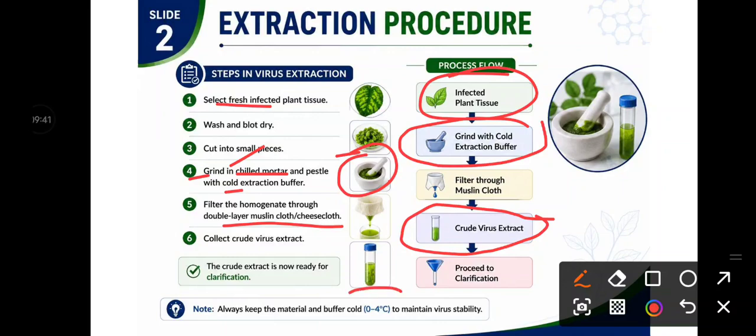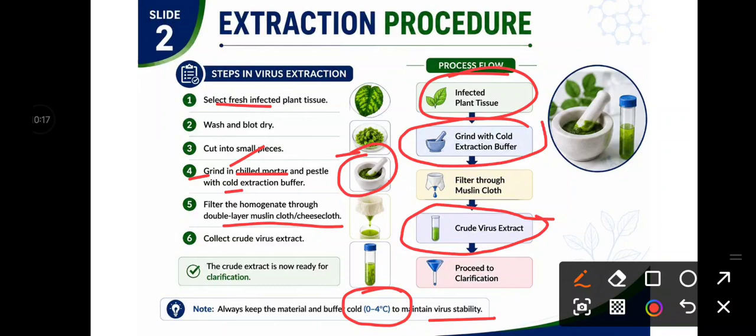like 0 to 4 degrees Celsius. Always keep the material, whatever material you are using, as well as the buffer, the extraction buffer, at 0 to 4 degrees Celsius. Why is it needed? To maintain the virus stability, because if you do not maintain the temperature, then the virus will be degraded. You will not get good yield or good quality, and virus infectivity is also lost. So proper temperature maintenance is important.